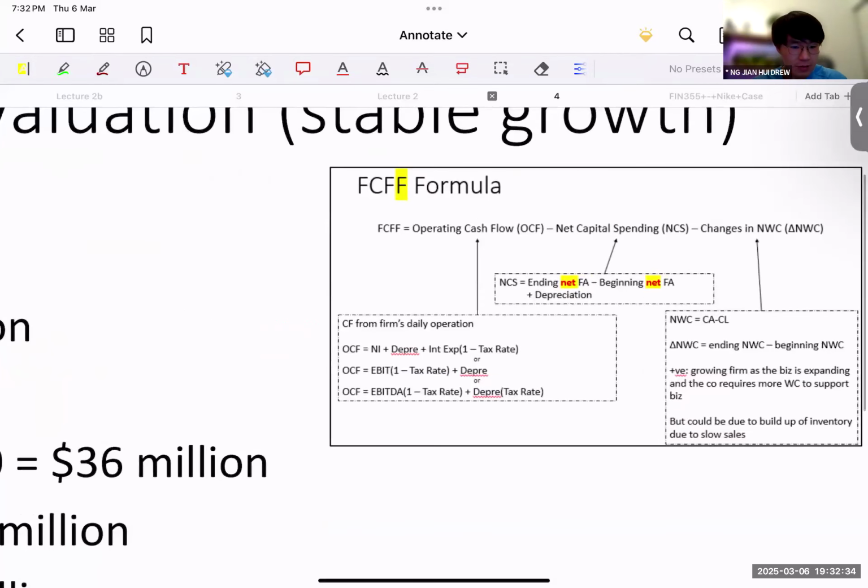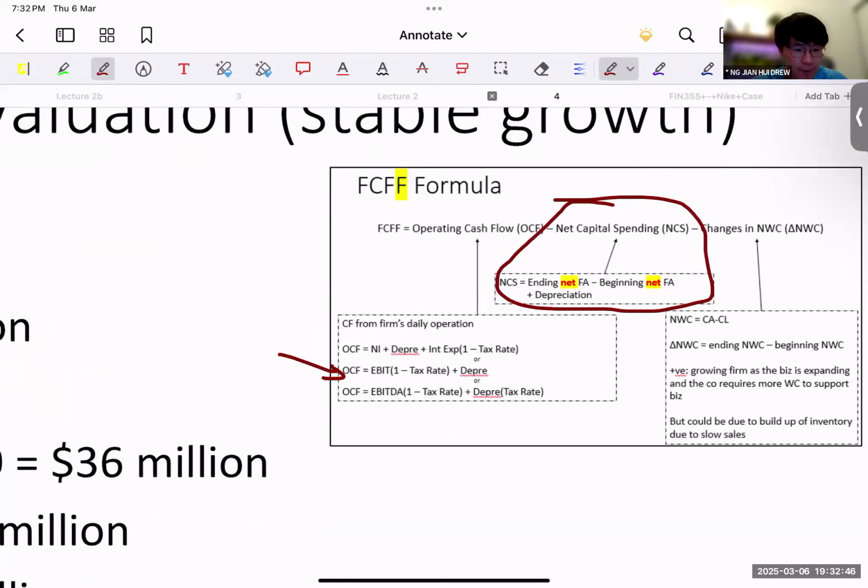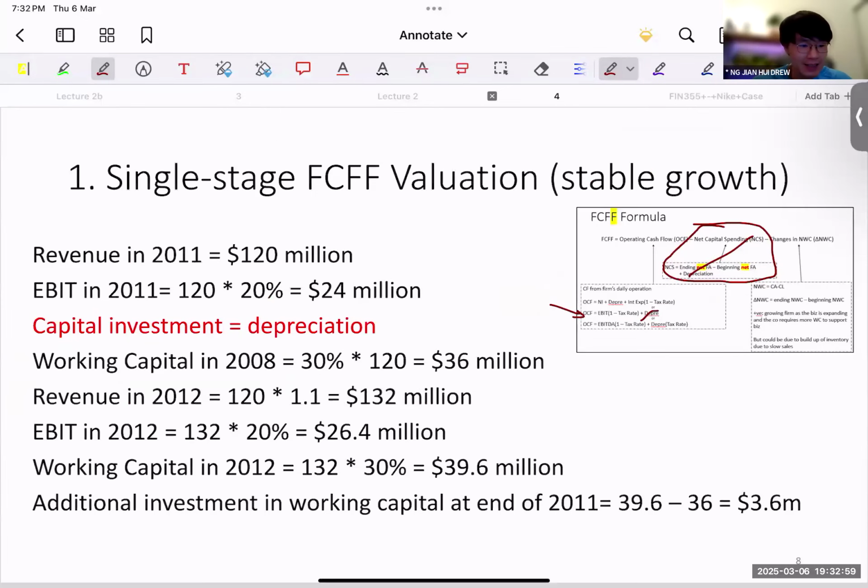I'm just going to zoom in here to explain a little. The NCS, this whole lump sum, is going to cancel out with your depreciation. So if I'm using your EBIT formula here, this is going to cancel out like this. It means it's gone. Okay, having understood this, let's see what's happening here.